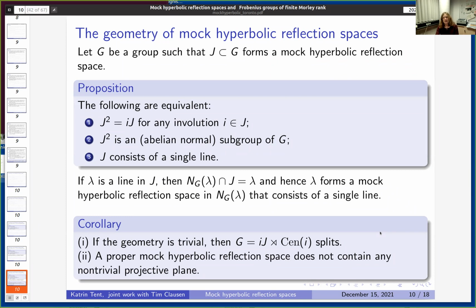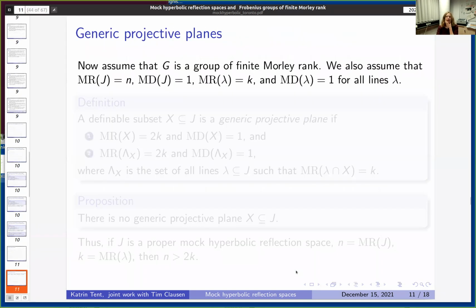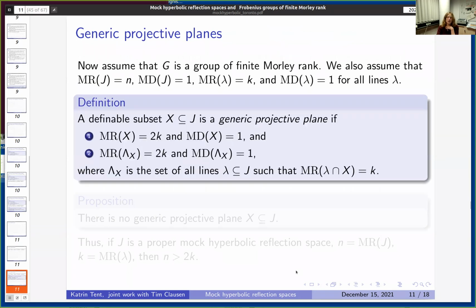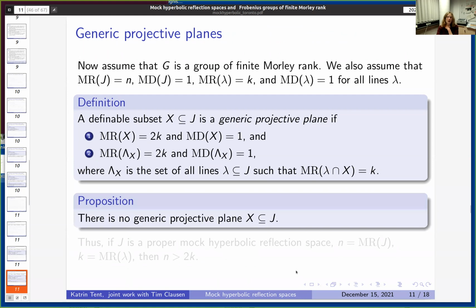And this is the motivation for generalizing this observation, that from this you see that you don't have projective planes, to see that you can't even have generic projective planes. So what do we call a generic projective plane? We say that a subset X of the involutions is a generic projective plane if the Morley rank of the set X is 2k, and the Morley rank of the set of lines that intersect the set X in Morley rank k also has rank 2k, and then also we want the Morley degree to be 1.